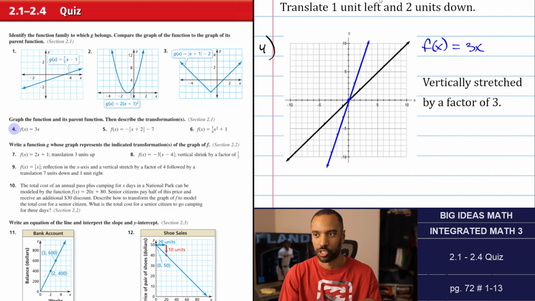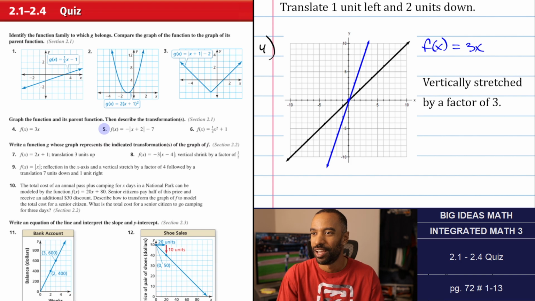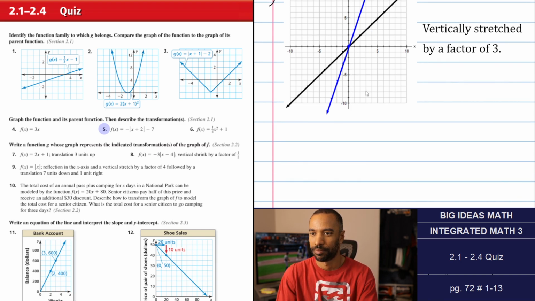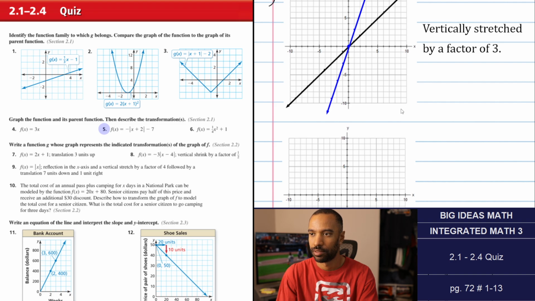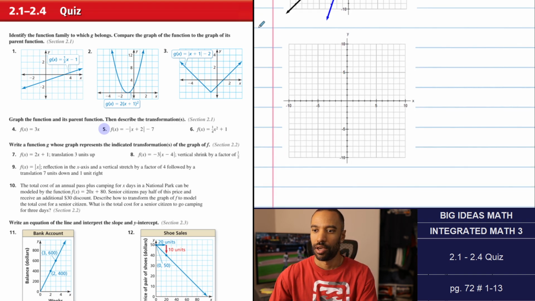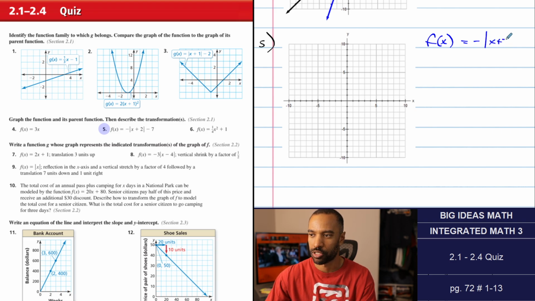So there's the graph. There's its parent function, the original one in black. And then there's the description on 4. That's all I'll do for these ones. And I got to kind of talk over what I'm doing as I do the rest of the graph there. Okay, number 5. Let's get the paste job in first. Okay, number 5. We got f of x equals negative absolute value of x plus 2 minus 7.